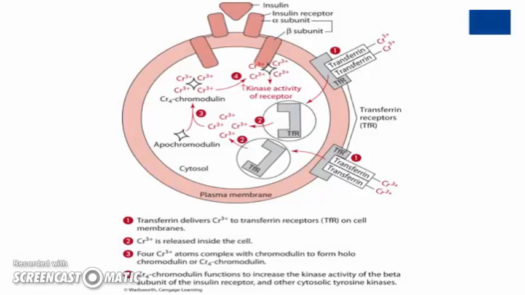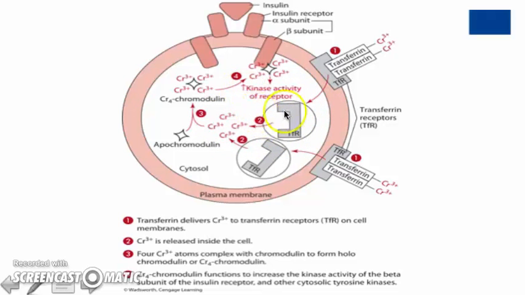We see here a diagram of a cell. We have either a muscle or adipose cell. For example, we see the transferrin bound to chromium binding to the transferrin receptor, and we see that this is taken into the cell. We see that the chromium is released from the transferrin receptor.